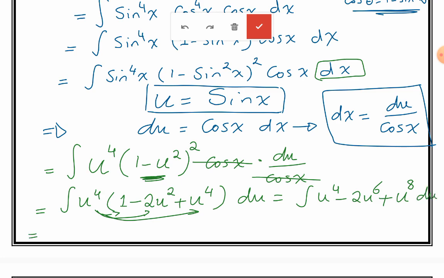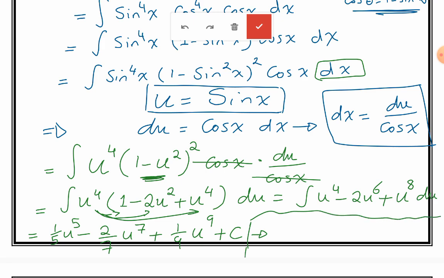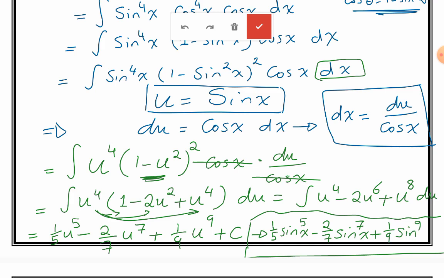the integral of the first will be 1 over 5 u to the power of 5 minus 2 over 7 u to the power of 7 plus 1 over 9 u to the power of 9 plus c. But the last step is to only return u by its value, which is sine x. So my final answer will be 1 over 5 sine to the power of 5 x minus 2 over 7 sine to the power of 7 x plus 1 over 9 sine to the power of 9 x plus c.